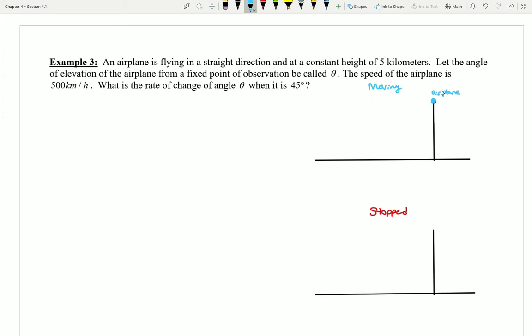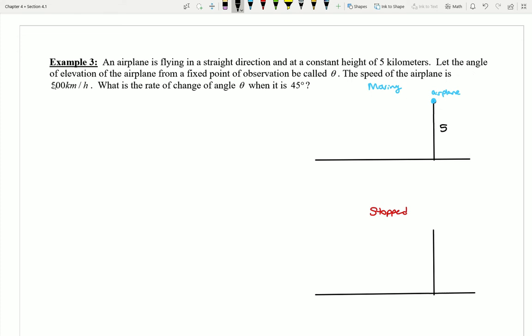Now, if this is my airplane and it's at a constant height of 5 kilometers, then I know that this value here should actually be 5. I'm writing that in black and not in blue because if it was in blue, that would mean that it would be changing. And I know that the height here is not changing. It's at a constant height of 5. So a black value here means that it's locked in.